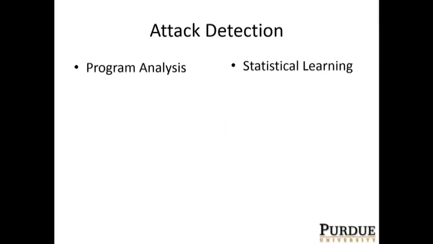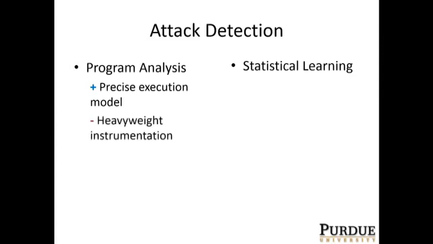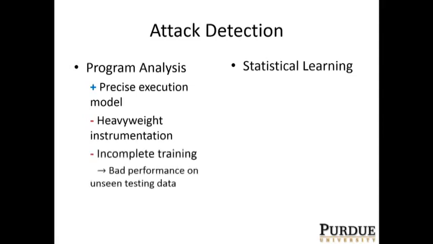Generally, attack detection approaches in the literature can be classified into two categories: program analysis based and statistical learning based. Both have their pros and cons. Program analysis approaches can generate a precise execution model, but this is usually built upon heavyweight instrumentation on the program. Furthermore, if the training data is not complete, it may perform badly on unseen testing data.